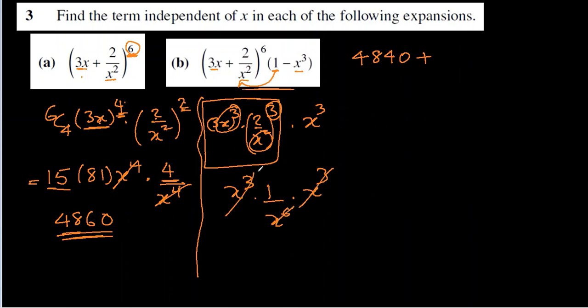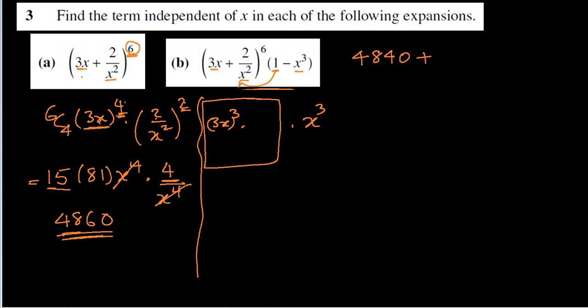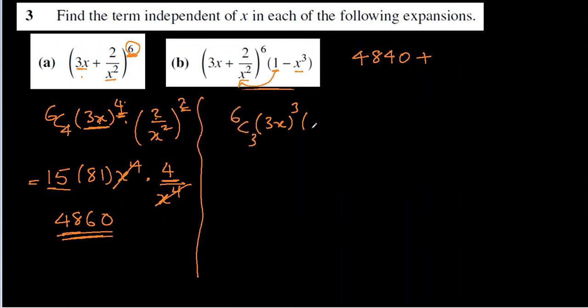They are cancelling out. Yes, 3 will give us the right term, which will make x cube independent of x. So we have the first thing already available with us, 4840. Second one, we'll do it now, and we decide that it will be 3x cube. That means it will be 6C3, and it will be 2 over x square cube also, and it will multiply with minus x cube from the second bracket. These are the only two possibilities where there will not be any x.